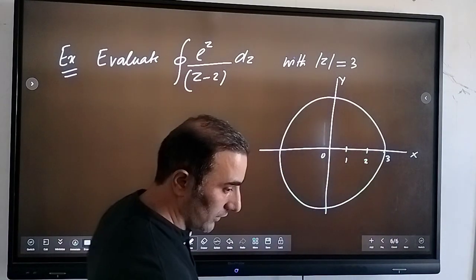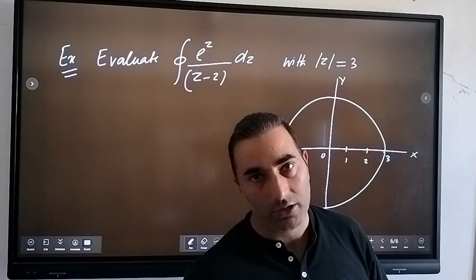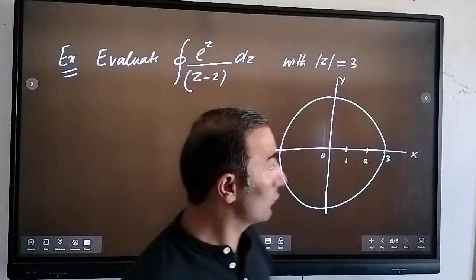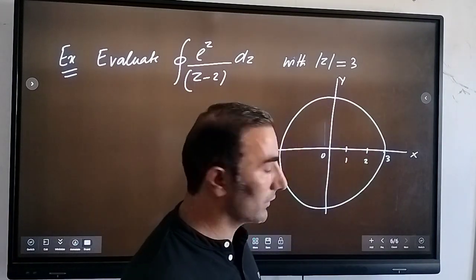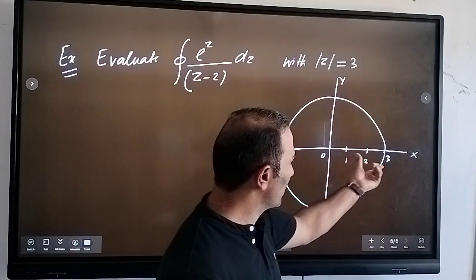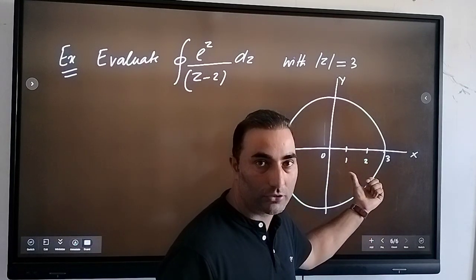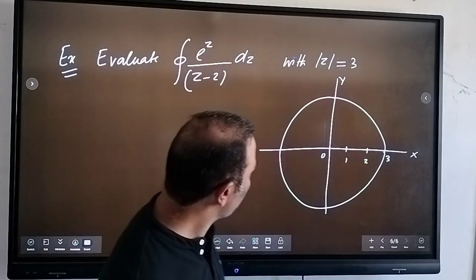So let us check whether the function is analytic. This function will not be analytic at z equal to 2, because if we write z equal to 2, this integral will be 0. So the function will not be analytic at z equal to 2, because we have some circle having radius 3, located at the center, with the center as the origin, right?